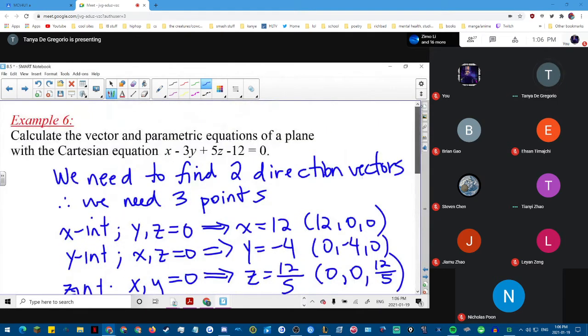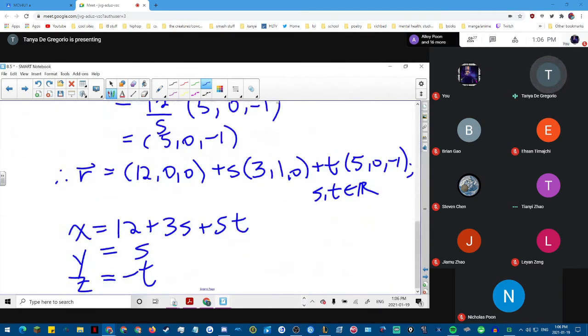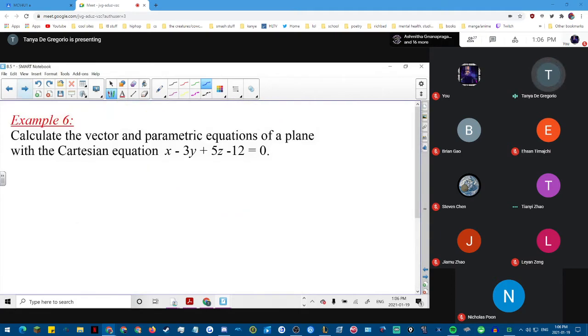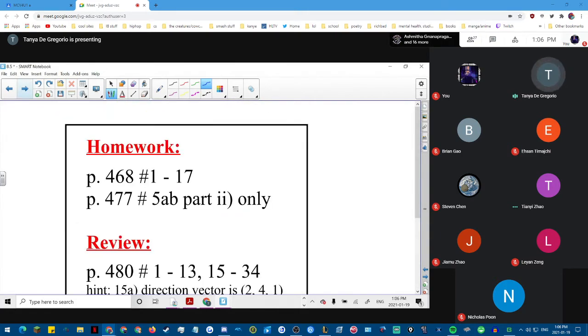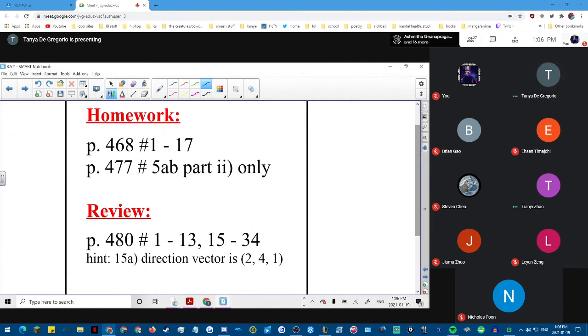Okay. So I think that's our last example. This is repeat, same question, and here is the homework. So the homework is page 468, numbers 1 to 17, page 477, numbers 5AB, part 2 only, and there's your review. And there's a hint there for 15A. Are there any questions?